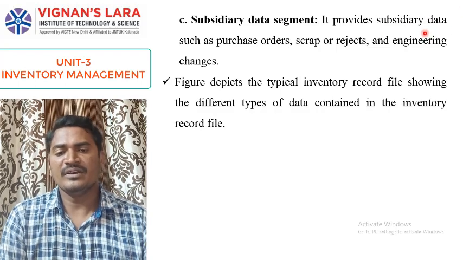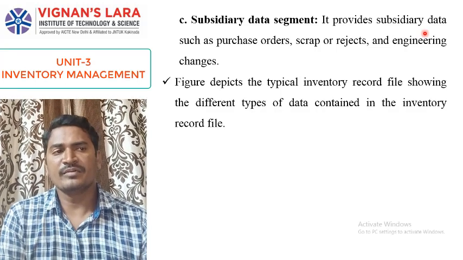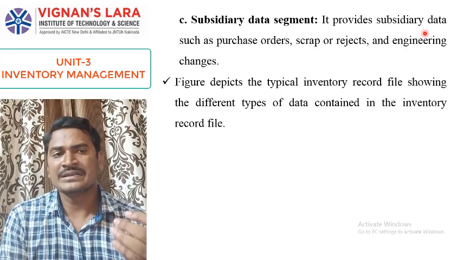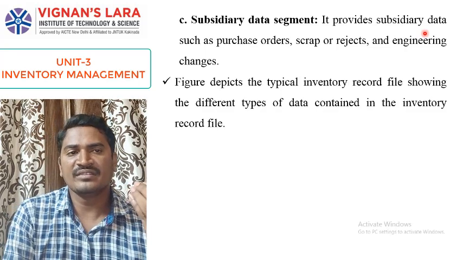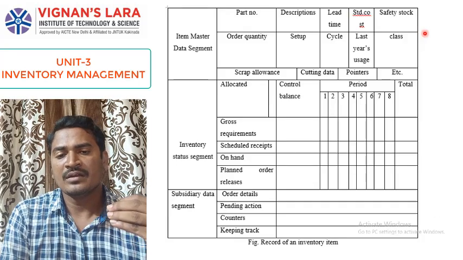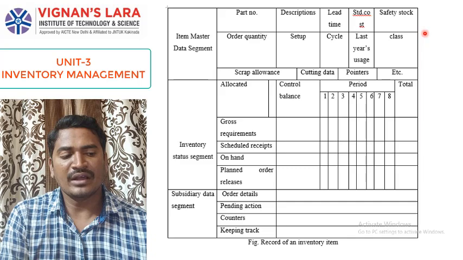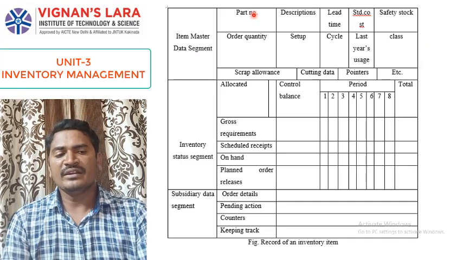Next, coming to the third one, that is the subsidiary data segment, which provides data such as purchase orders, scraps or rejects, and engineering changes. These are all involved in this subsidiary data segment. These three segments are seen in one diagram, that is the record of an inventory item.